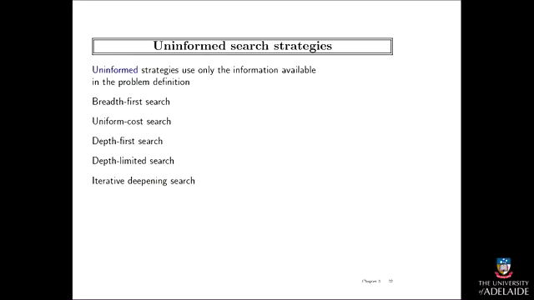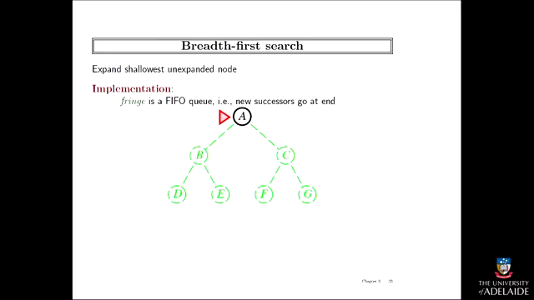Uninformed strategies for searching a tree use only the information available in the problem definition. These are some examples of uninformed strategies: breadth first search, uniform cost, depth first, depth limited, and iterative deepening. And probably if you've done advanced data structures or any data structures course, breadth first search and depth first search are probably fairly familiar terms, but I will spend some time going through them.